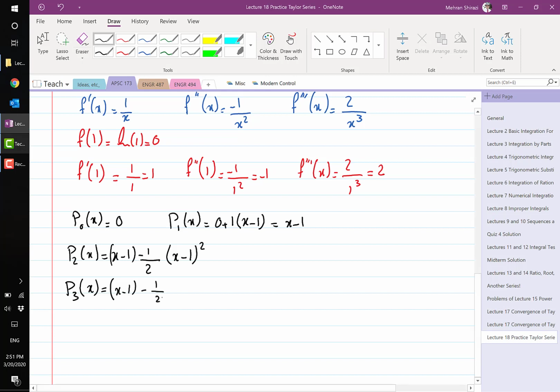P2 is this. The next term we need to add is the third derivative of f at a. So this is at 1. The third derivative of f at a, which is 2. So we have plus 2 divided by 3 factorial, which is 6, times x minus a, which is 1, to the power of 3.